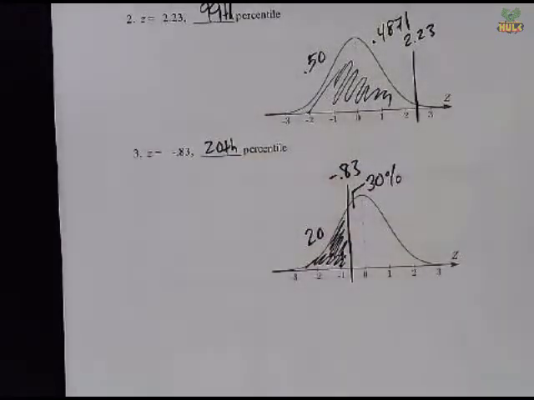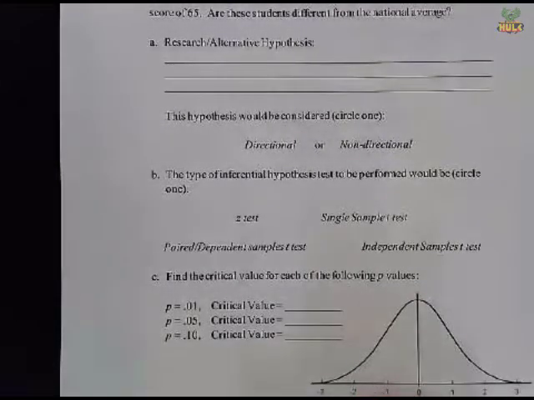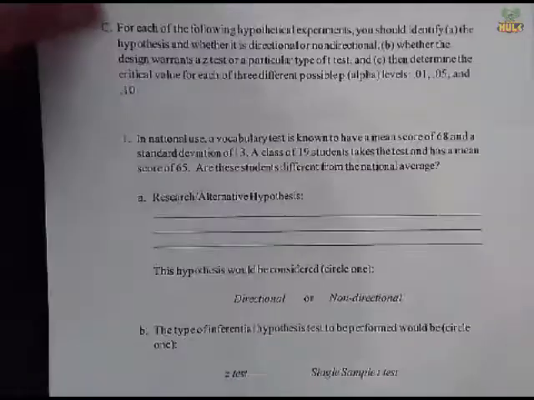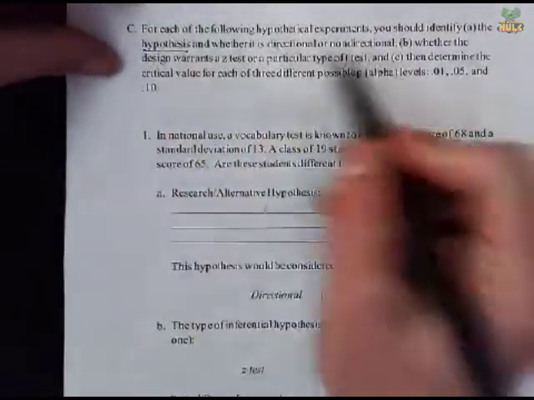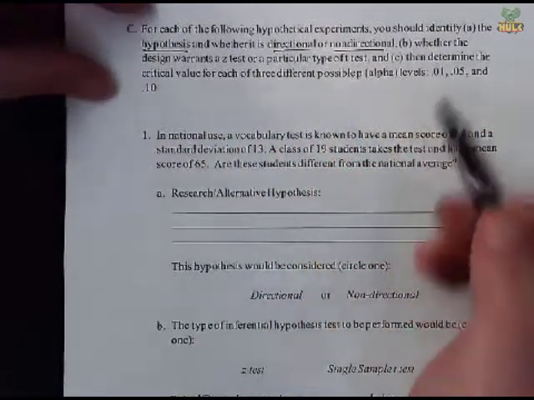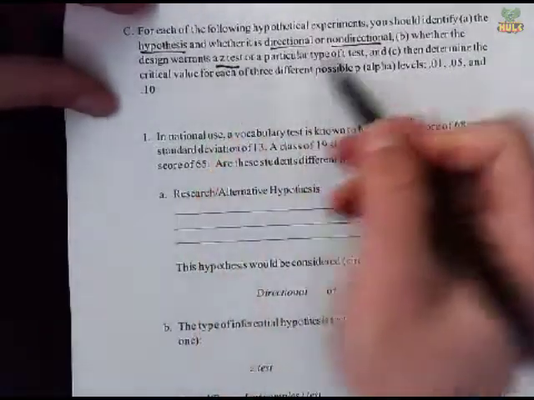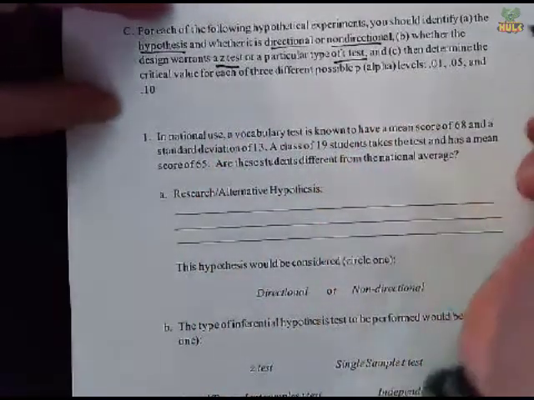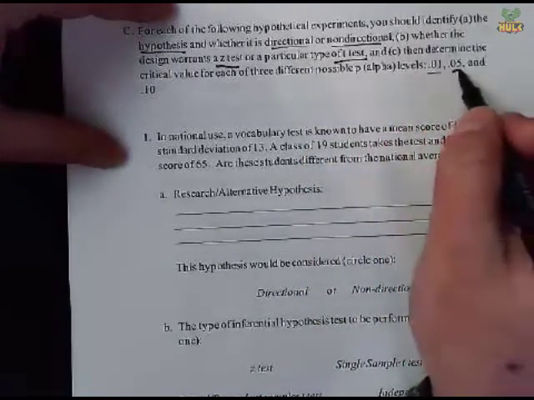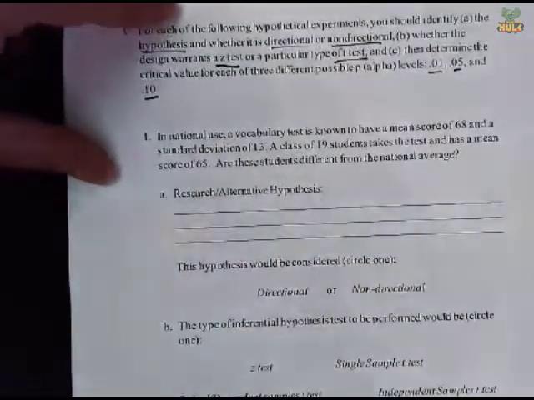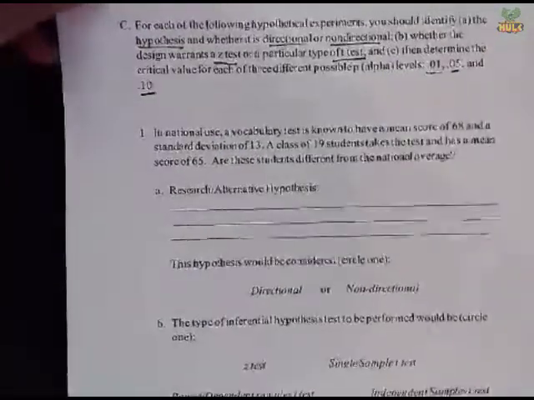Okay, so that's how you do these types of problems. Now, the next type of problems in that practice set, which is, again, the reason I'm giving you these, are they're representative of what you'll see on the exam, asks you, for each of the following hypothetical experiments, you should identify the hypothesis, whether it's directional or non-directional, whether the design warrants a z-test or a particular type of t-test, and then determine the critical value for 3 different possible alpha levels, 0.01, 0.05, and 0.1. So 3 different p-values.